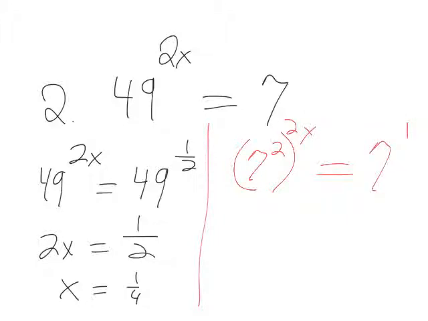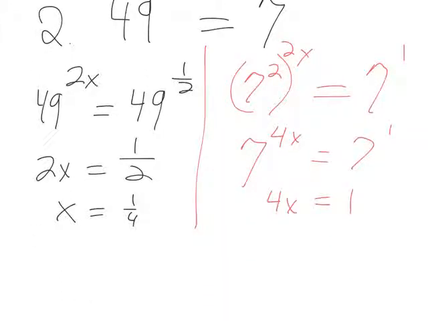Alright, well, when you raise an exponential to another exponent, what you do is you multiply the powers together. That's an exponential rule. So we get 7 to the 4x equals 7 to the first, and you probably see where this is going. We can apply the property now. 4x is equal to 1. So x is equal to 1/4. We get the same thing either way. So use whichever way you feel more comfortable and understand a little bit better, okay?